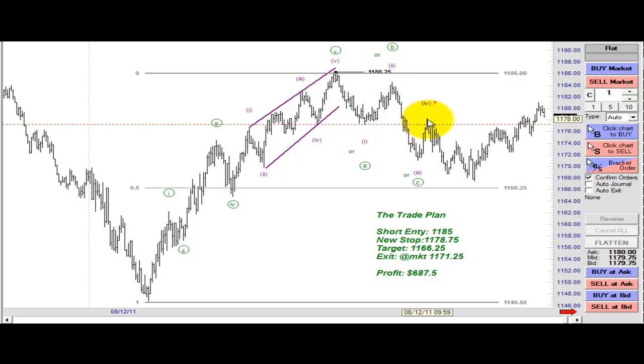But counting the subdivisions from 78.25, I could make the case that we have 5 waves complete and done here. Also, price had reached a point that was 2 points away from my original target of 1166.25 and printed within the span of the previous fourth wave, a logical support area for the market. Therefore, I exited the market at 1171.25.